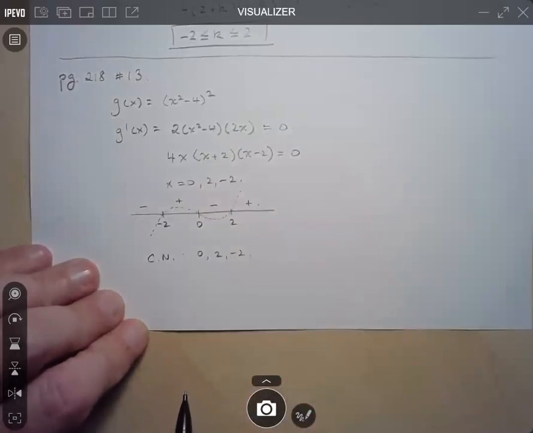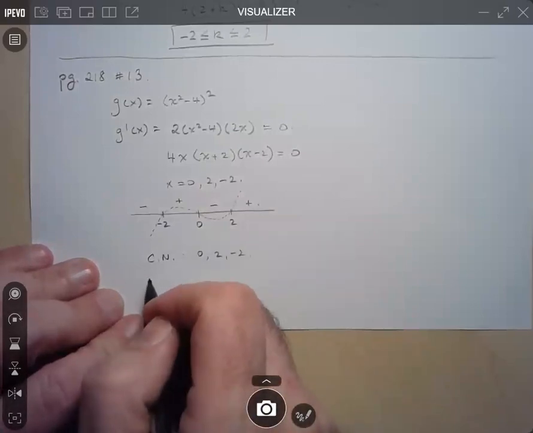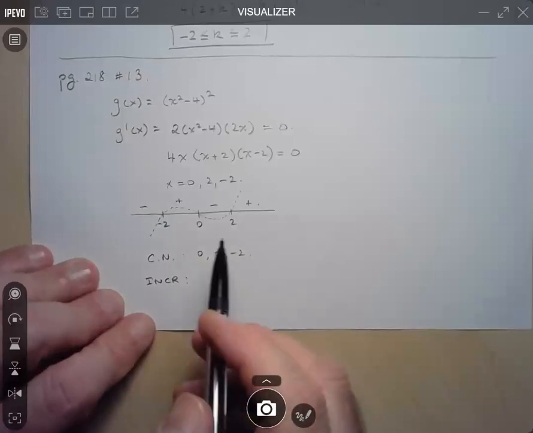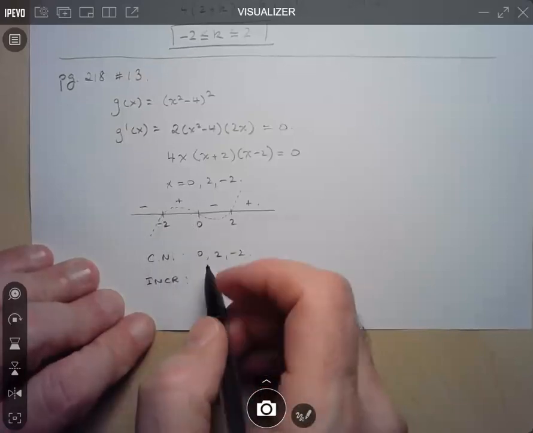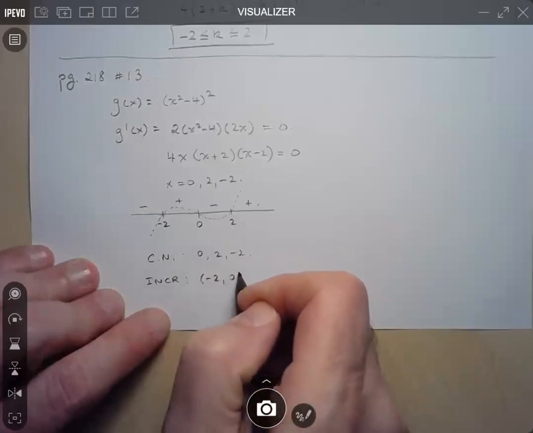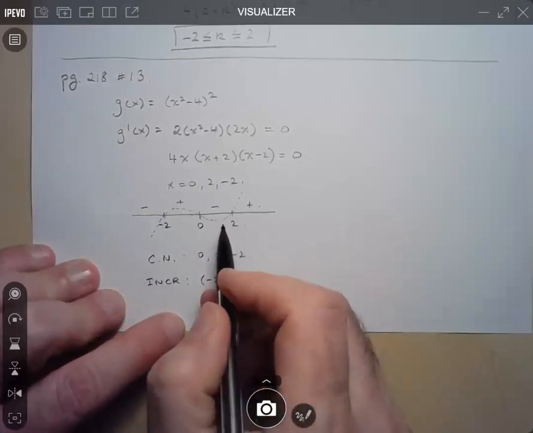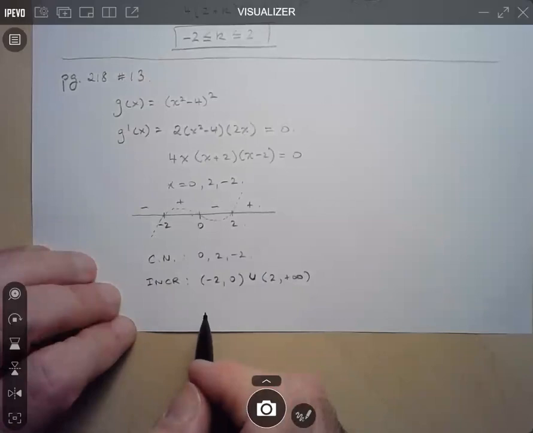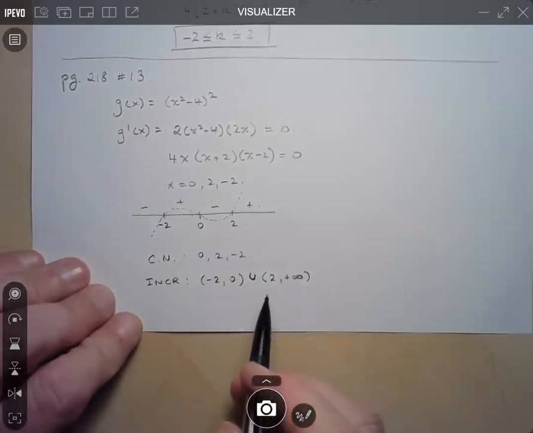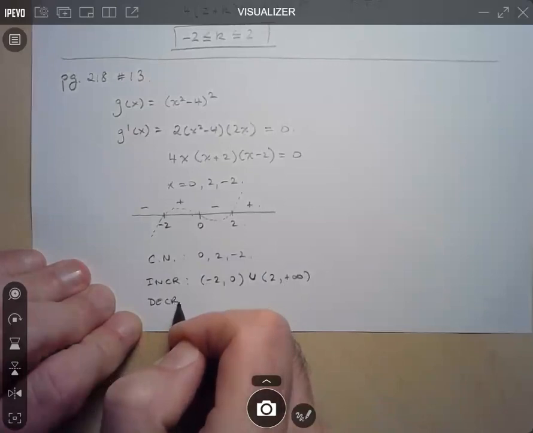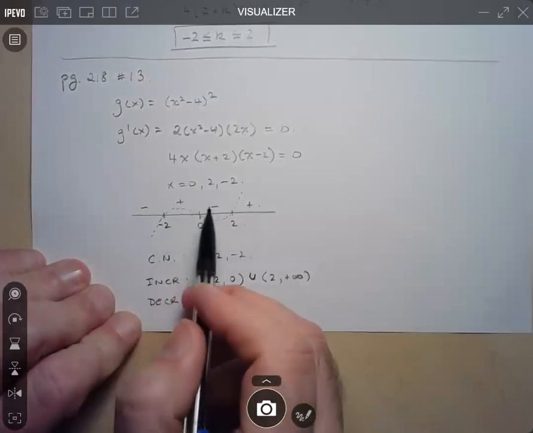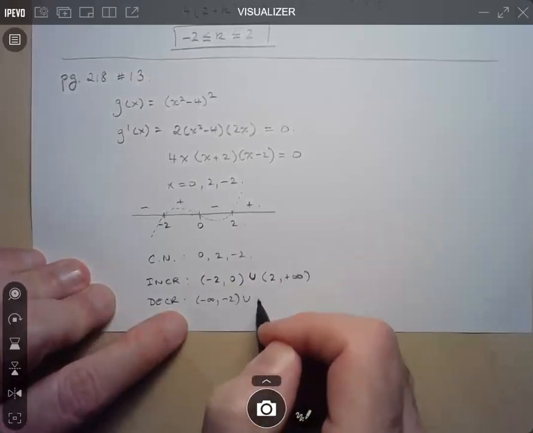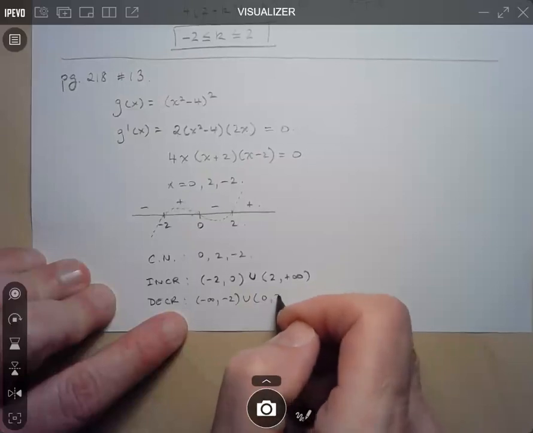And the next thing they're asking me for is intervals of increase and decrease. So let's do increase. So our intervals of increase are wherever the first derivative is positive. So here we have -2 to 0, and then we have 2 to positive infinity. Notice I'm using interval notation, and then for decreasing, here it's wherever the first derivative is negative. So I have -infinity to -2, and then union 0 to 2.